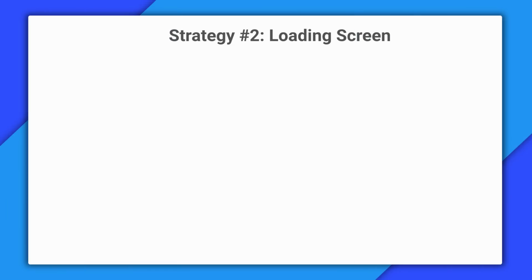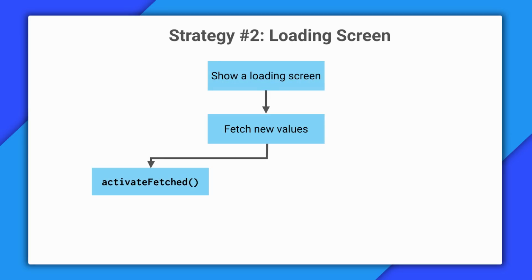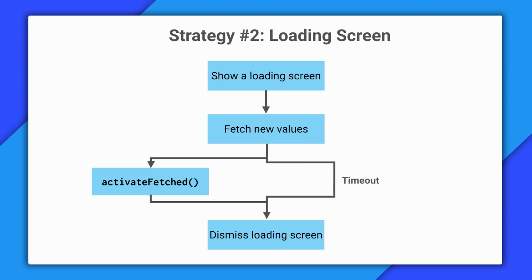So another option a lot of developers like to go with is to bring up a loading screen. Instead of starting up your app right away, you'll just show a loading screen, and then like in the previous strategy, you can fetch new values and call activate fetched in your completion handler. Then right after that, again using a callback or a notification of some sort, you can dismiss the loading screen and the user can start up your app for real. You might also want to add a timeout too. Remote config does have its own, but it's about a minute long, which might be too long for your user's tastes.